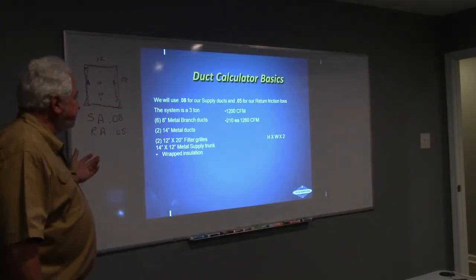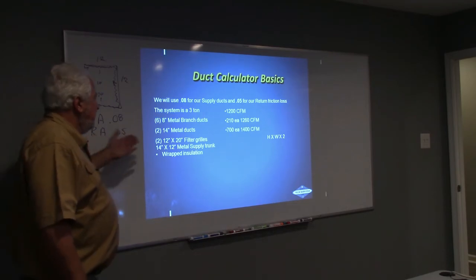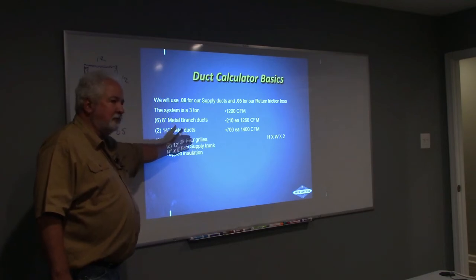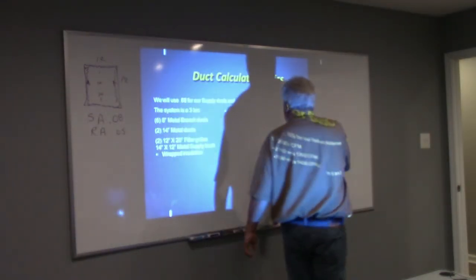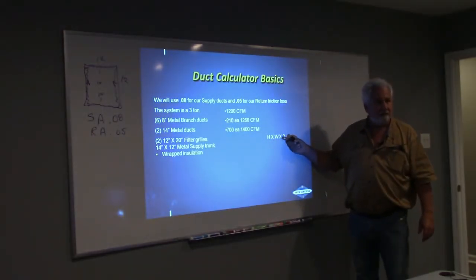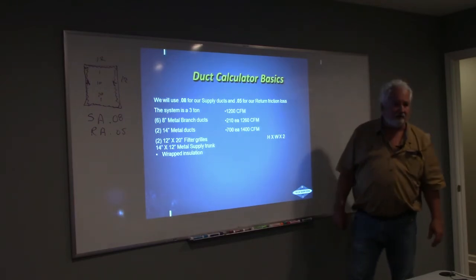All right, so we have those 700 each, 1400. We have 2 12 by 20 filter grills. Remember what we said. If I use a 12 by 20 and I say height times width times 2, it will give me the CFM that I can run through there. Is that right? So let's do 12 by 20, height times width times 2.